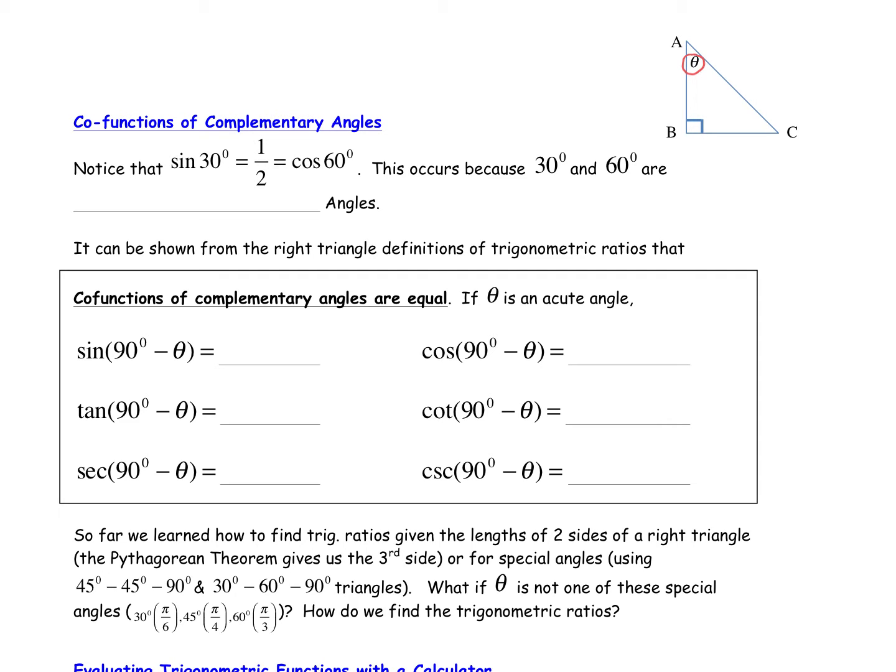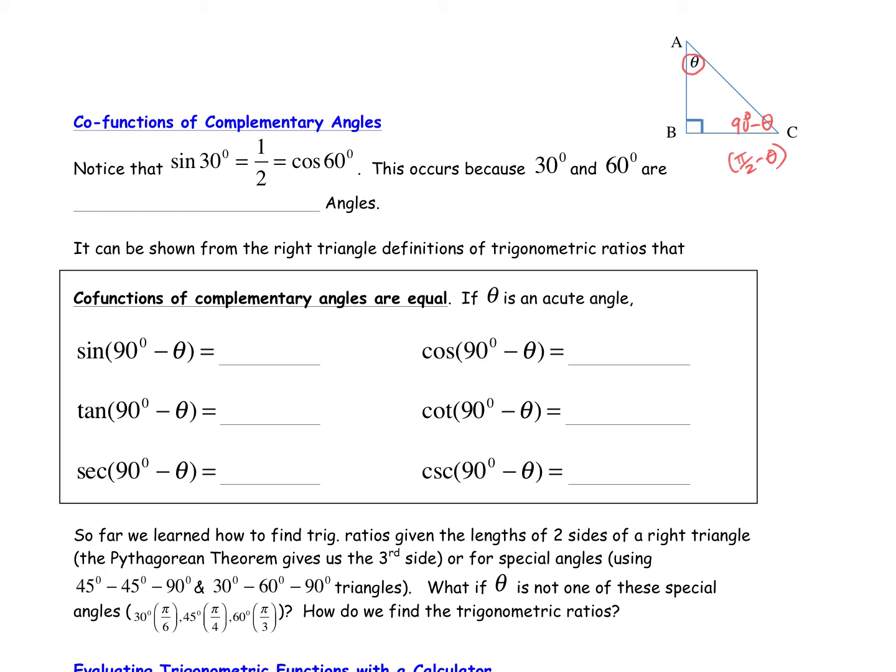is by angle A. So if that angle is theta, then we want to determine the measure of the other acute angle, which would be angle C in this case. So those two angles are complementary because the sum of the measures of the angles in a triangle is 180. So this angle would be 90 degrees minus theta, or if we're in radians, it would be pi over 2 minus theta in radians.